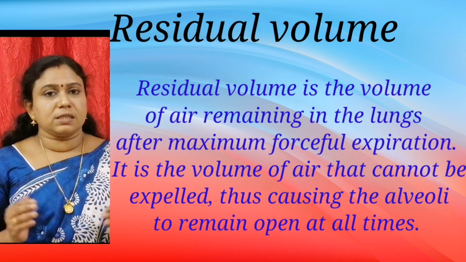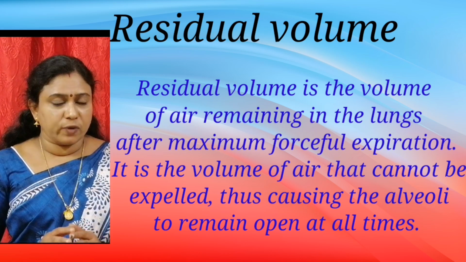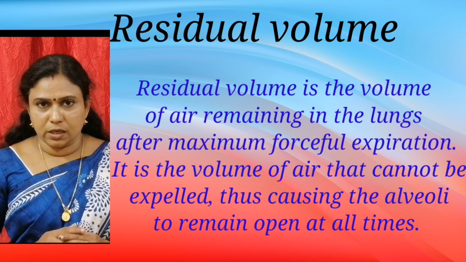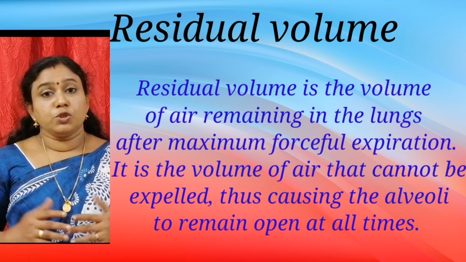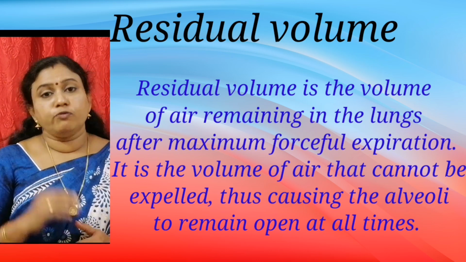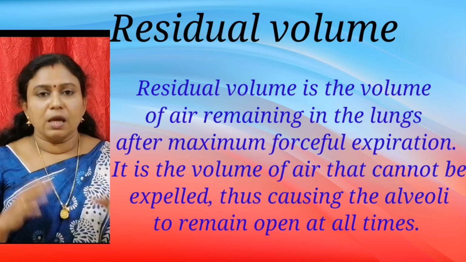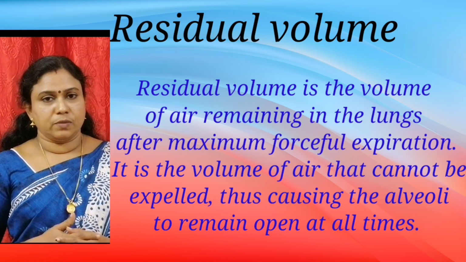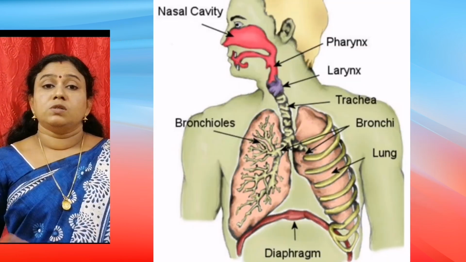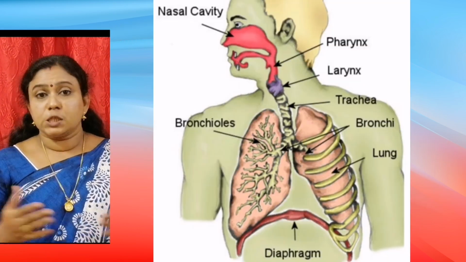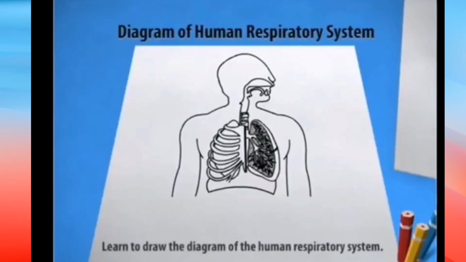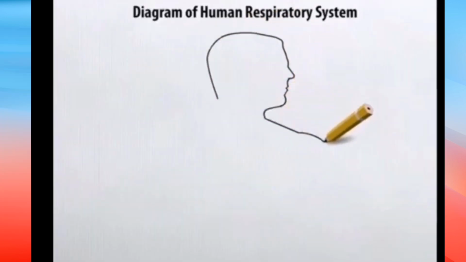The lungs always contain a residual volume of air after each exhalation. This residual volume of air keeps the alveoli open all the time, and there will be sufficient time for oxygen to be absorbed and carbon dioxide to be released due to this residual volume of air after each exhalation. So that is about the respiratory system in humans. Now let us know how to draw the diagram of the respiratory system in humans.